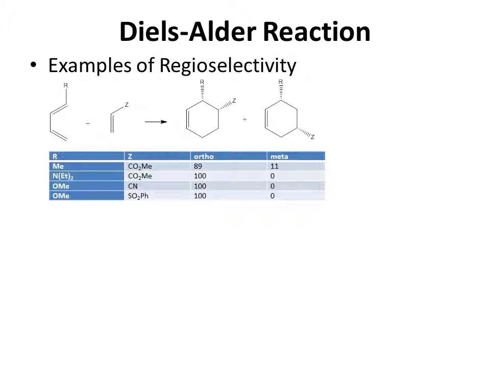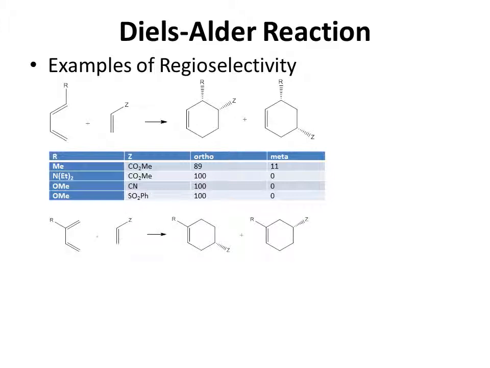Data confirms this, and we see that as long as the R group is an electron releasing group, such as O or N, then you're going to get 100% of the ortho adduct. However, if it's a weakly electron releasing group, such as a methyl group, then the regioselectivity is diminished.